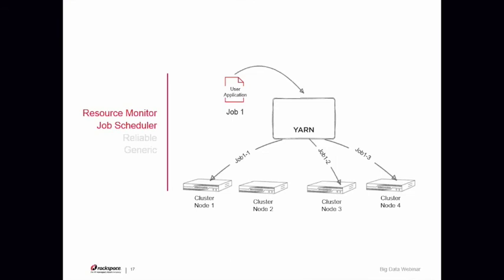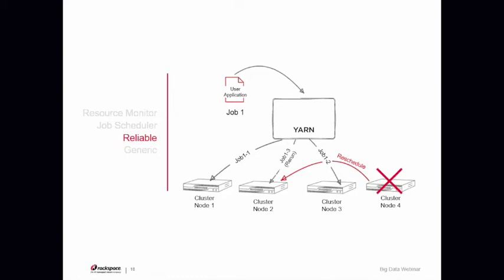Now, this means that when a user submits a job to Hadoop, YARN's role is to split the user job into smaller subtasks, and then determine which cluster nodes those subtasks should run on. In the process of choosing nodes, YARN will account for things like data locality, as well as resource availability, in order to select the best node possible.